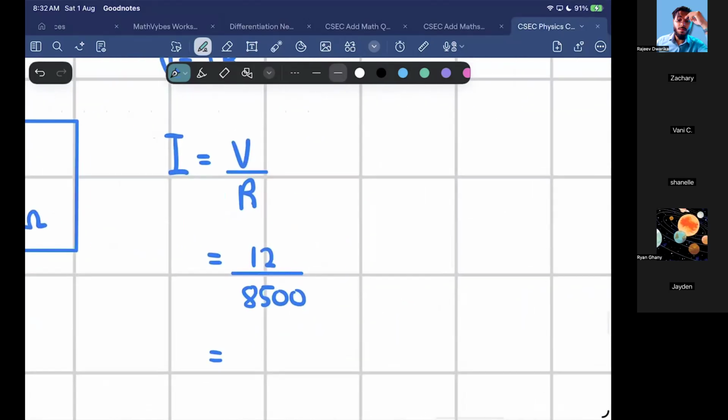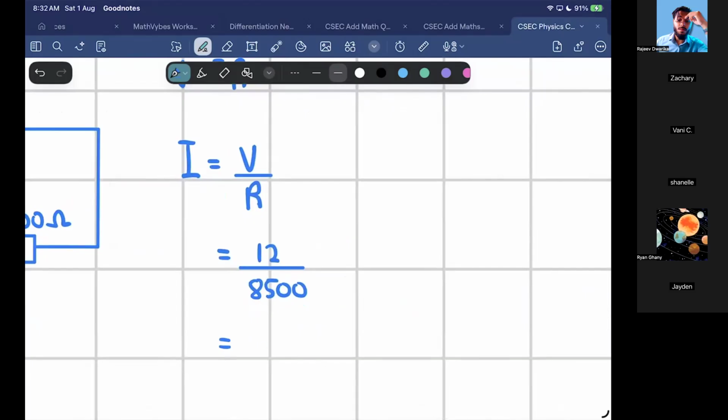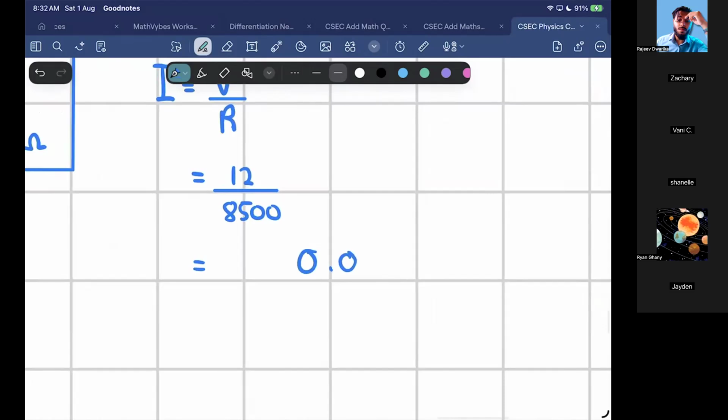So I get 1.41. That's kind of sus. I've got to be very careful what I'm saying. When I put it into the calculator, I get 0.001411. Now what does that mean? If I move the decimal place to just after the first significant figure, I'm going to see that as 1.41 times 10 to the power of minus 3.